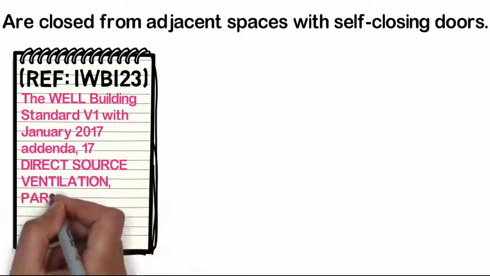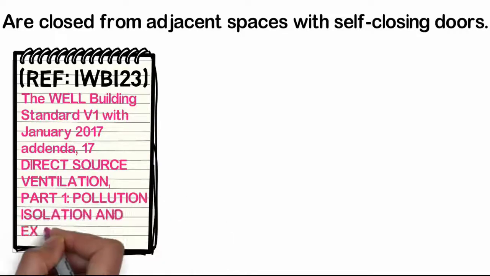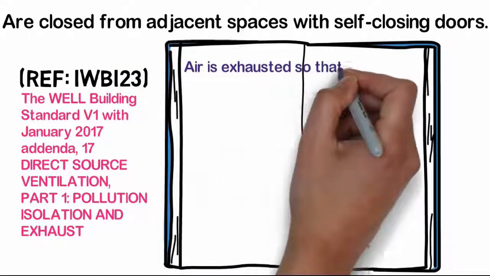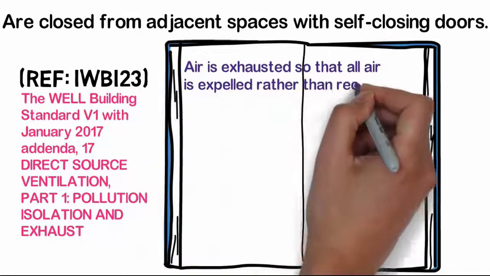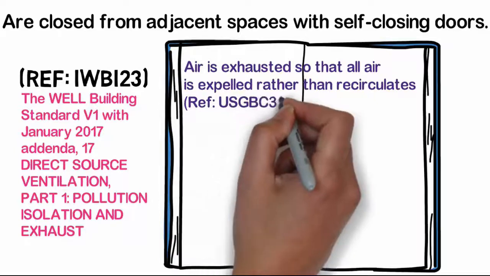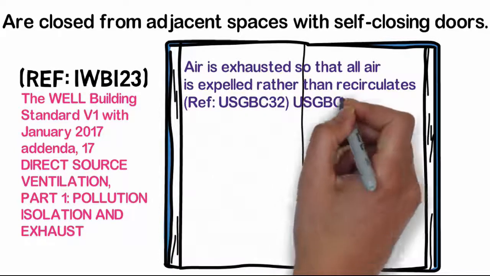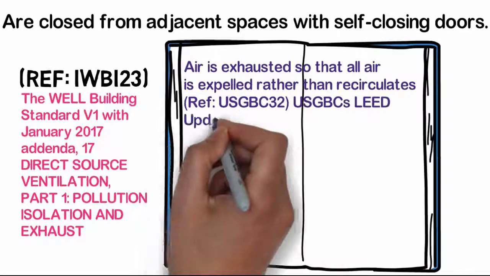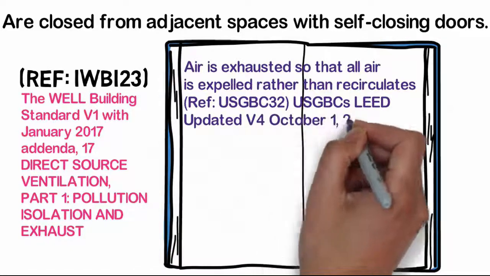Direct source ventilation. Part 1. Pollution isolation and exhaust. Air is exhausted so that all air is expelled rather than recirculates. Reference USGBC's LEED. Updated version 4, October 1, 2014.